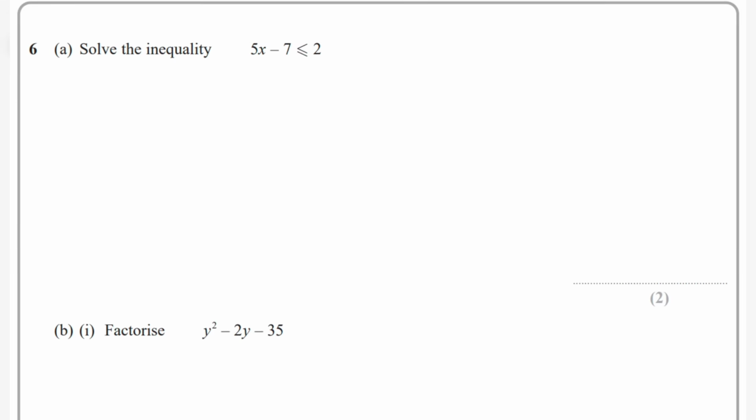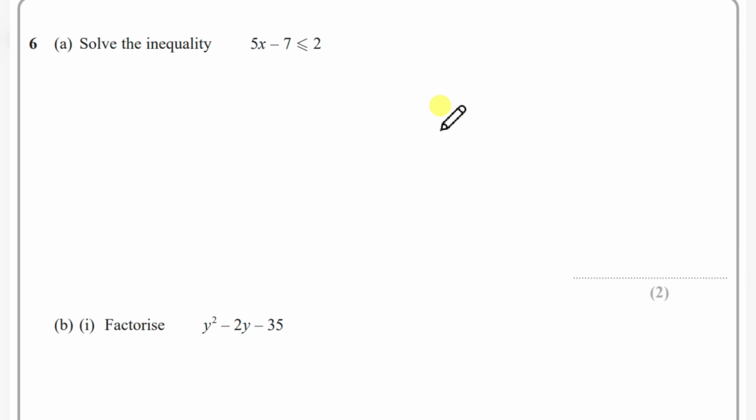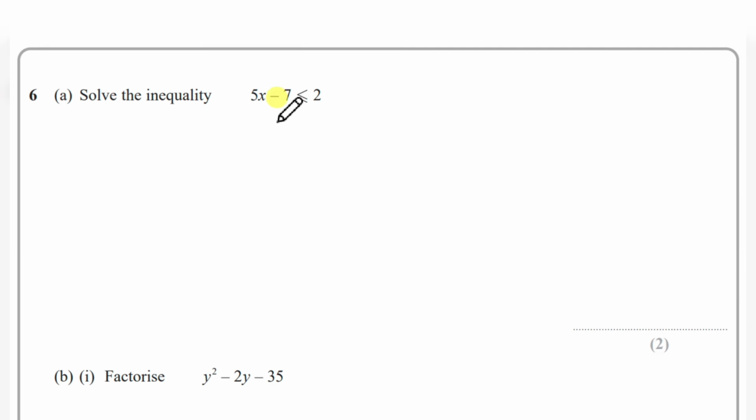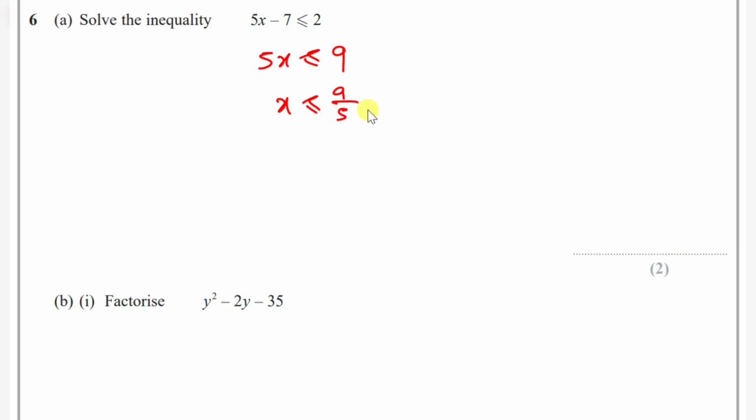Now 6A. Solve the inequality. Remember, treat this like an equal sign, yeah? So you're solving like a normal algebra equation. You want to make x the subject. So to make x the subject, we want to put the non-x across, so add 7 across, so it's going to be 5x less than or equal to 2 plus 7, which is 9, and divide by 5 across. So x is less than or equal to 9 over 5. That's it. It doesn't tell you to leave it as a decimal or a fraction, so just leave it like that. Make your life easy.